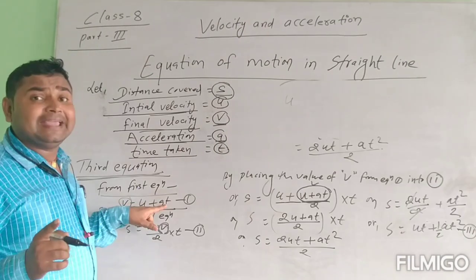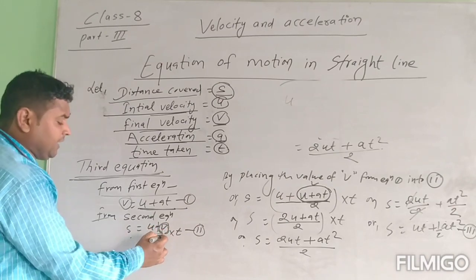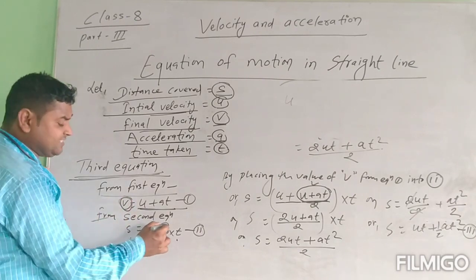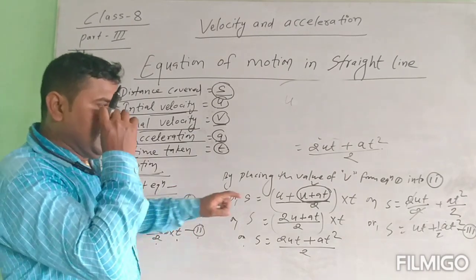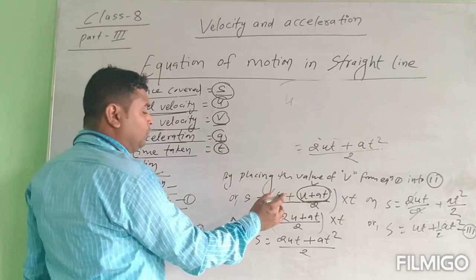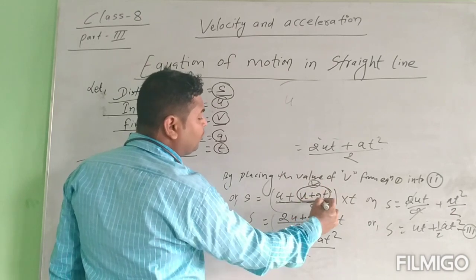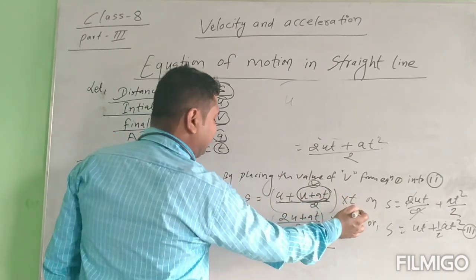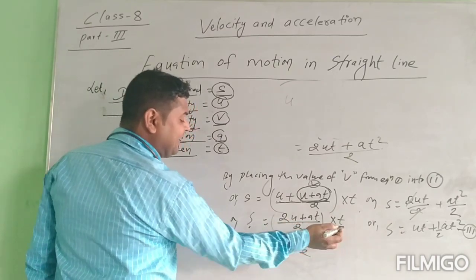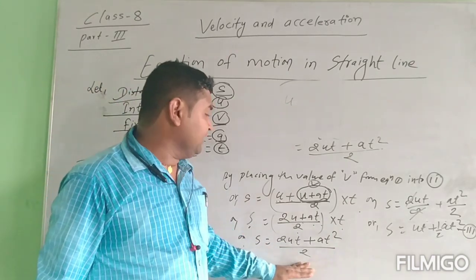What is v equals u plus at? From the second equation we have s is equal to (u plus v) by 2 into t. Now we keep the value of v from equation 1 in the second equation, where v stands for u plus at. So s is equal to (2u plus at) by 2 into t, whereas s is equal to (2ut plus at square) by 2.